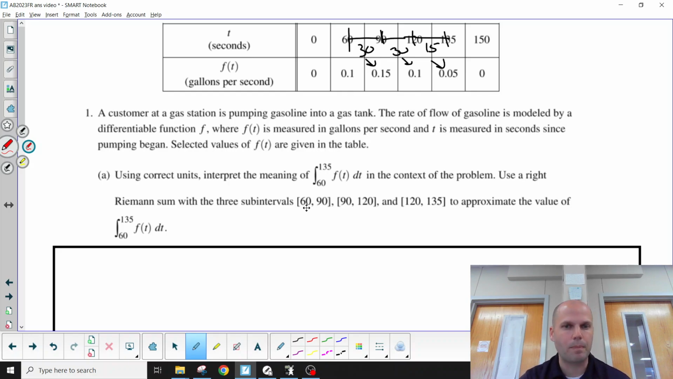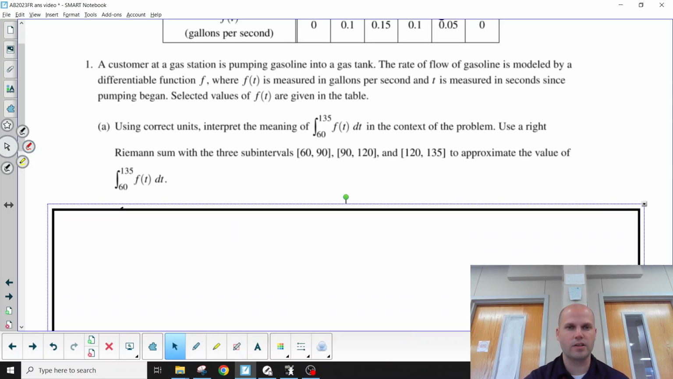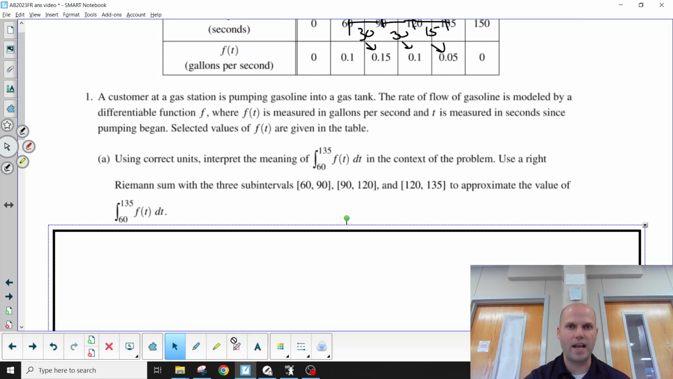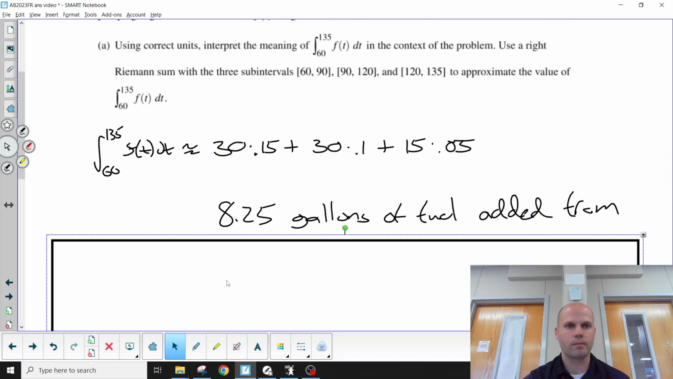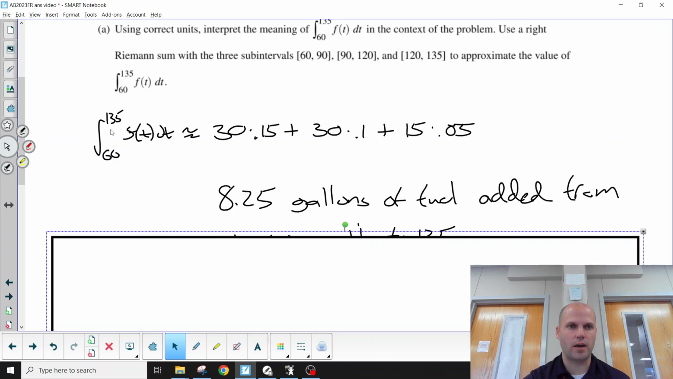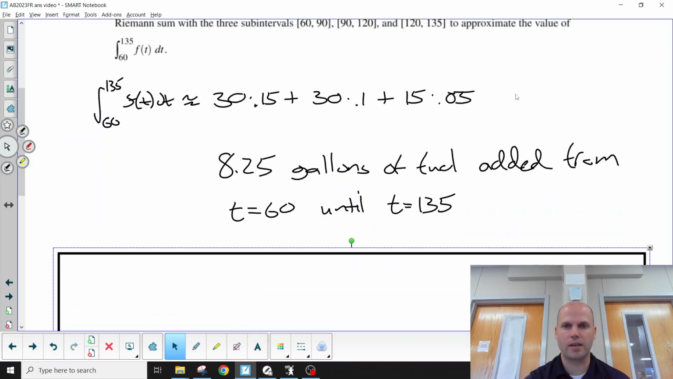They're helping you out by telling you 60 to 90, 90 to 120, 120 to 135, saying you only need three right rectangles. So we find our three rectangles and their areas. We've got a 30 by 0.15, a 30 by 0.1, and a 15 by 0.5. I'm going to write this down just to make sure I know I'm approximating an area. I get 8.25 using my calculator.